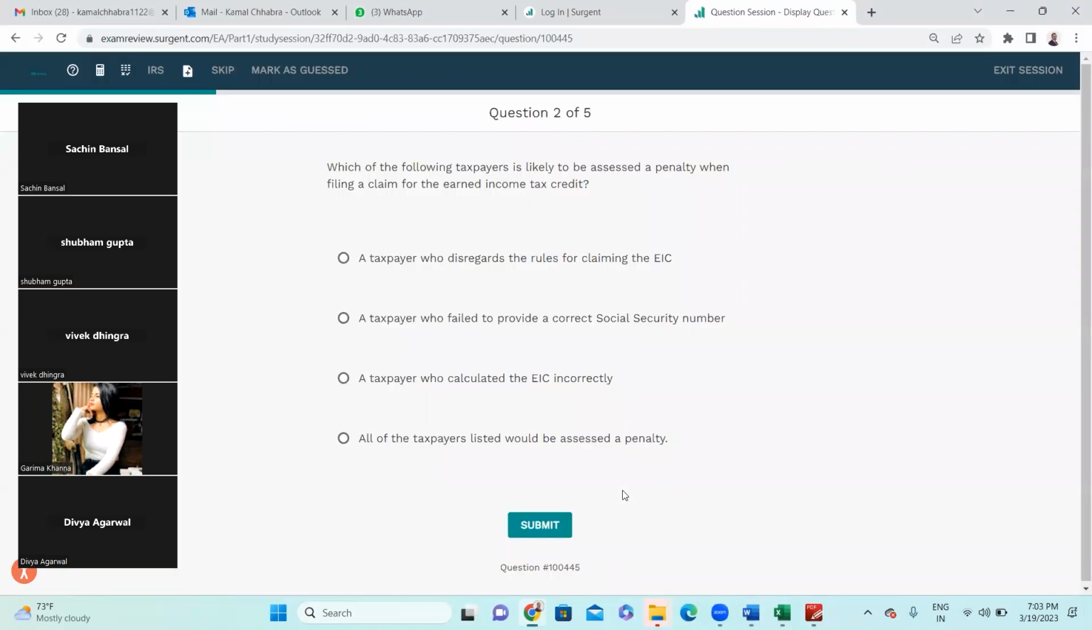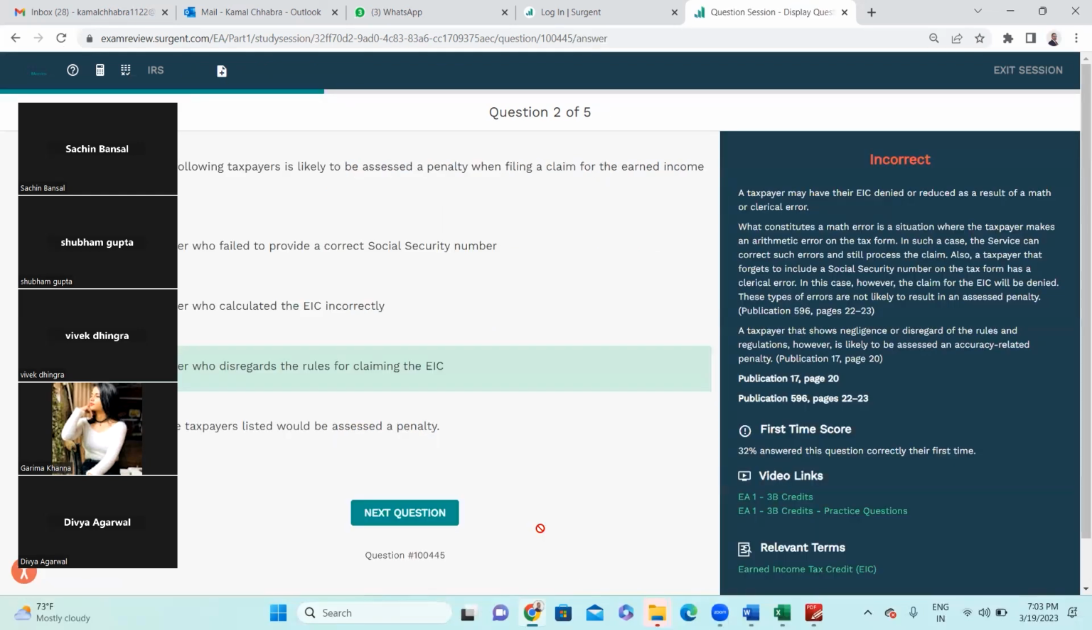Which option is right? Yeah, Vivek, Sachin, second. Why second? The taxpayer who disregarded the rule for claiming the EIC, will he or she be assessed or not? What does it mean? If you are disregarding any rule, will you be assessed or not? Option D, all the taxpayers. Vivek, Garima, Sachin. Come on, guys. Not responding. All is incorrect.